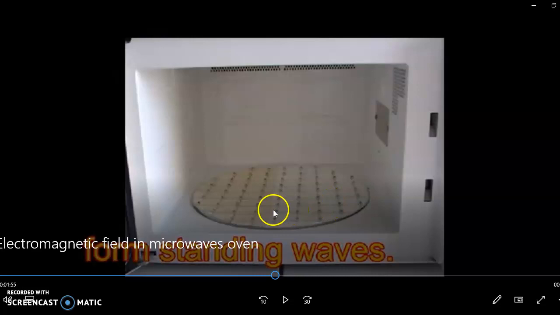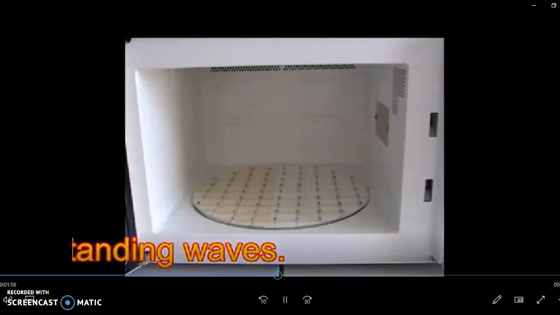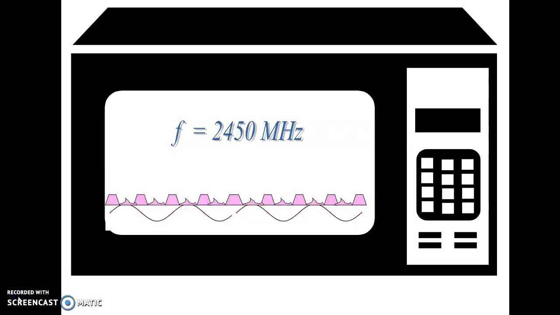This can be demonstrated by this network of LEDs that's been placed in the microwave oven. We'll see that there are hot spots and cold spots when the LEDs either light up or extinguish. The reason for these hot spots and cold spots is constructive and destructive interference that is being caused when waves that are reflecting from different parts of the microwaves are interacting, like so.